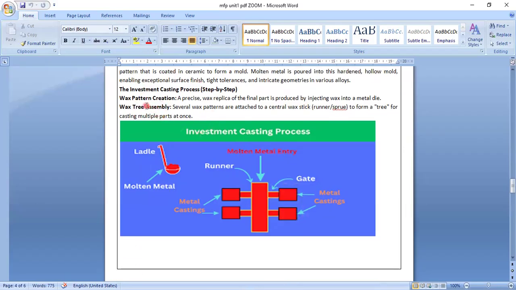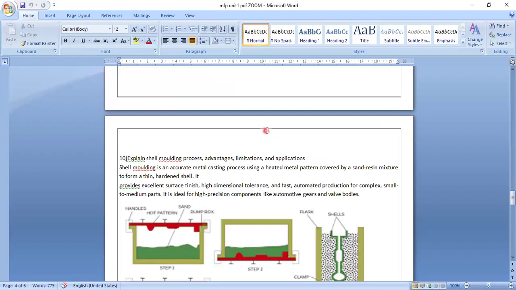So what is this? Wax pattern is used, wax tree assembly. A precision wax replica of the final part is produced by injecting wax into a metal die. So you can inject it with force, it will go and settle in all the ways. Wax tree: several wax patterns are attached to a central wax stick, runner and sprue to form a tree for casting multiple parts at once. So tree type means you can see here, it has branches. This is the way you can also do mass production.